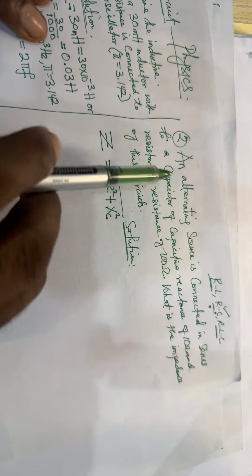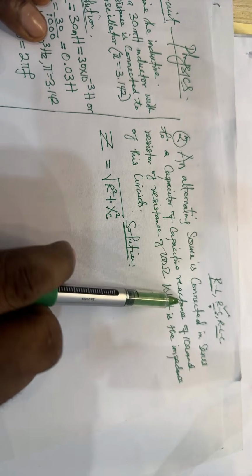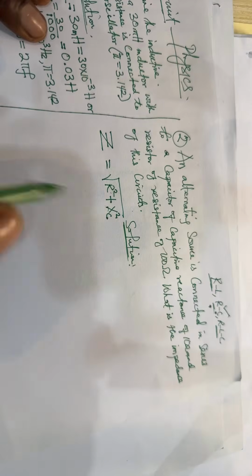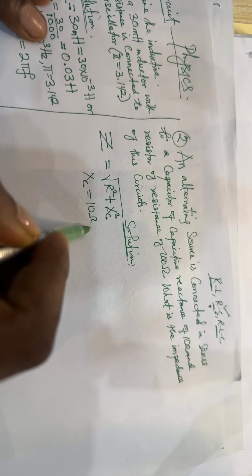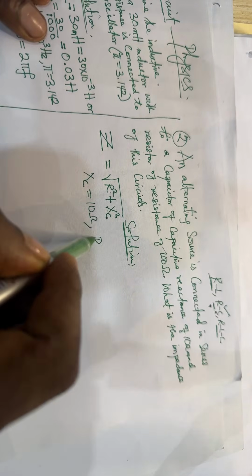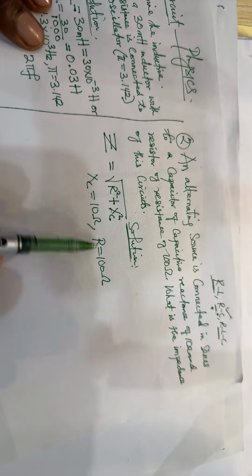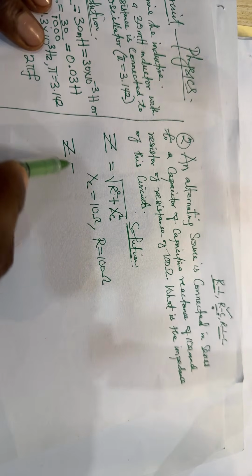So now let's read the question. Did you notice that the capacitive reactance has been given as 10? So X subscript C is given as 10 ohms. Also, the resistance is given as 100 ohms. Okay, everybody now, I have given you the parameters. Put them inside this formula and give me the final answer.